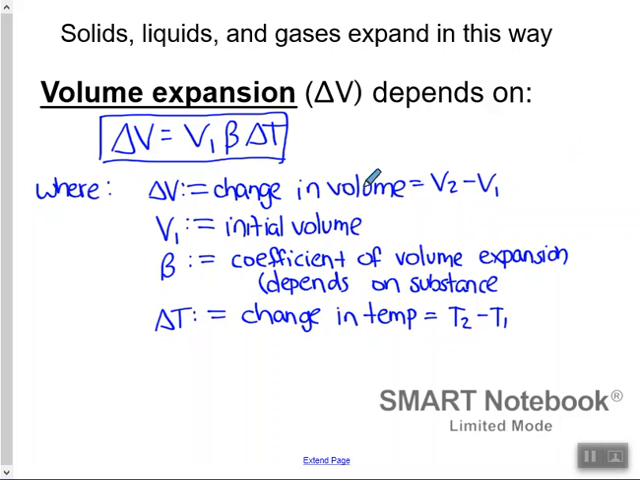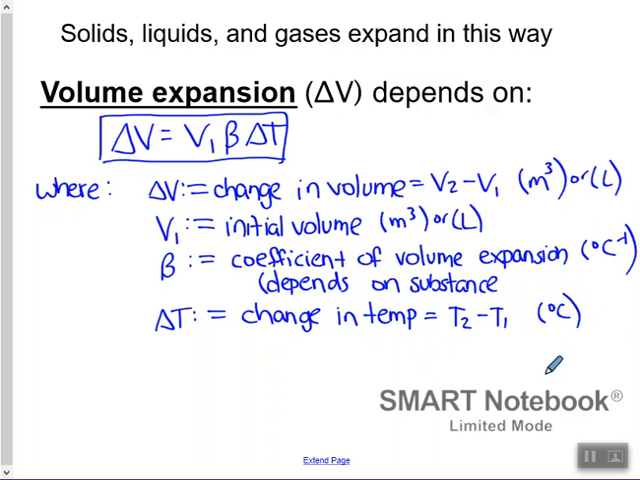Now, our units. When we're dealing with volume, we are talking meters cubed. Remember, meter squared is area, meters is distance, meter cubed is a volume. Or it could be in liters. So either or. So our initial volume will either be in meter cubed or liters. Our coefficient of volume expansion, same thing as it was with linear expansion, per degree Celsius. So degree Celsius is the -1. And our change in temperature is still degrees Celsius.